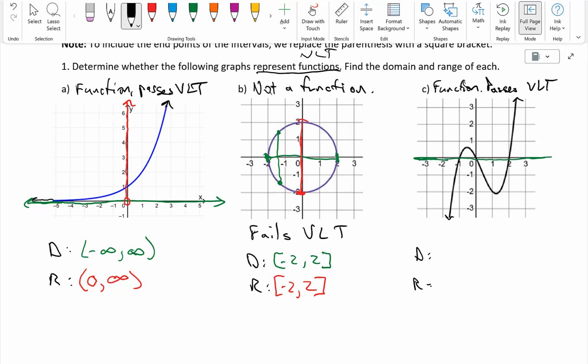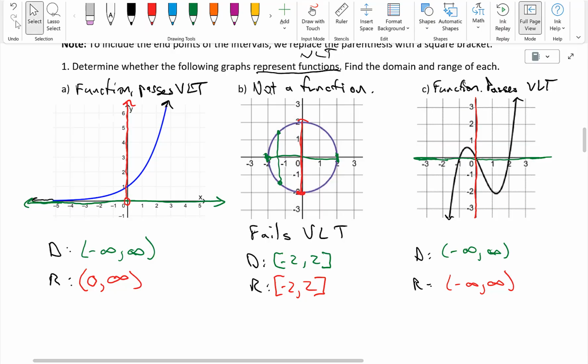So our domain is going to be all real numbers, so -infinity to infinity. And for our range, we can see the same thing for the y values. It looks like a lot of the graph is contained between like -2 and 1, but you can see it going up forever and down forever. So we can cover every possible value on that y-axis, or that vertical number line as well.